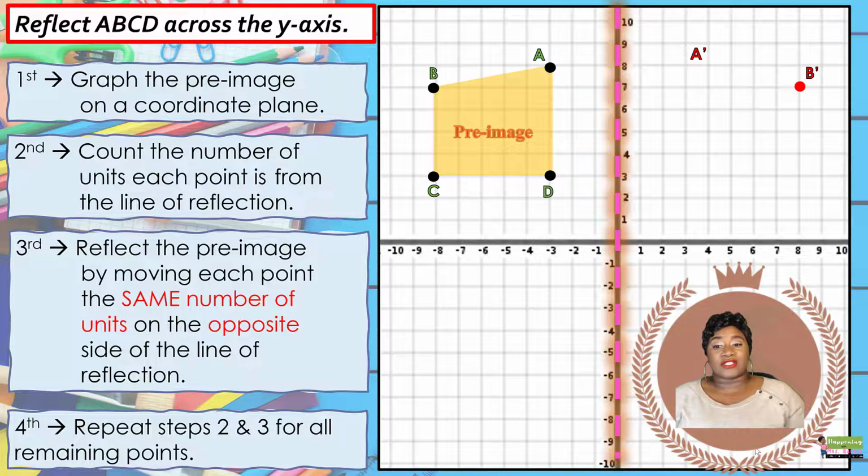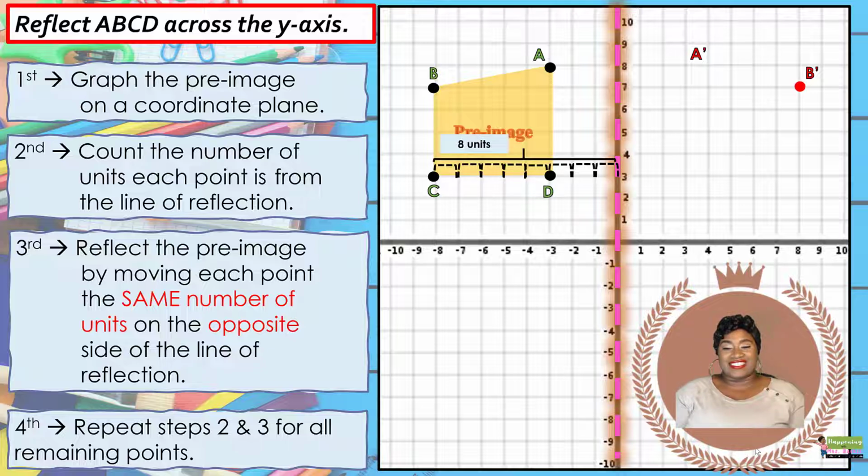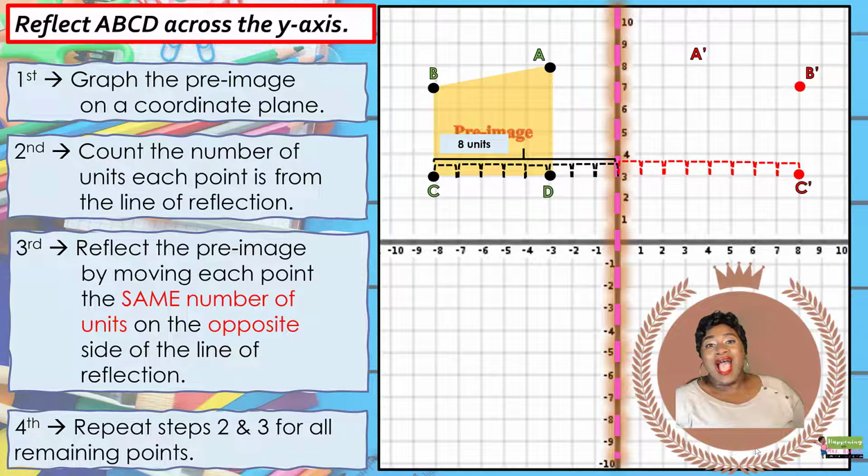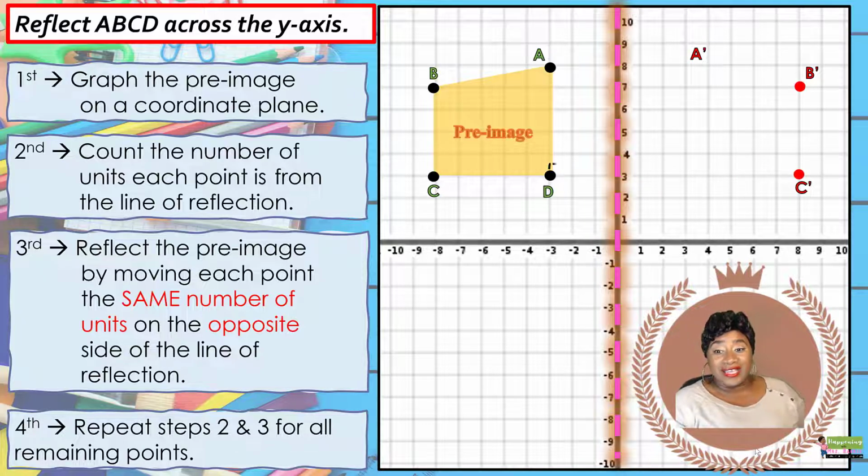We'll repeat steps 2 and 3 again for point C. How many units away from the y-axis is point C? You've guessed it, 8 units. So to reflect, we flip 8 units to the opposite side of the y-axis, and this will yield C prime. Our final point is point D.